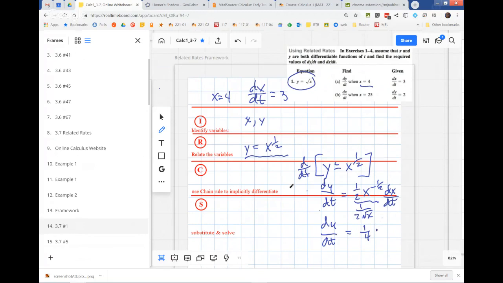And then dx/dt was given to us, 3. And now we got this really tough arithmetic job. I'm joking. So what is dy/dt when dx/dt is 3 and x is 4? 3/4.